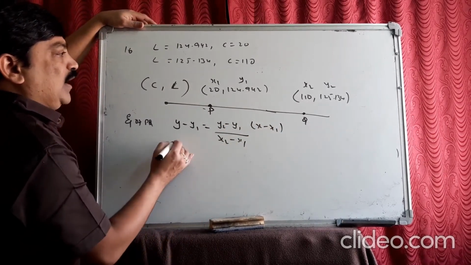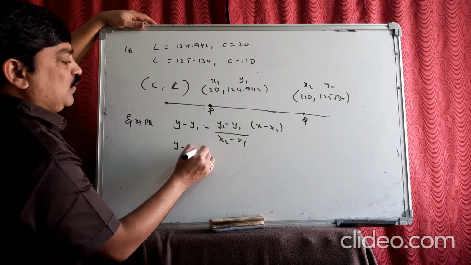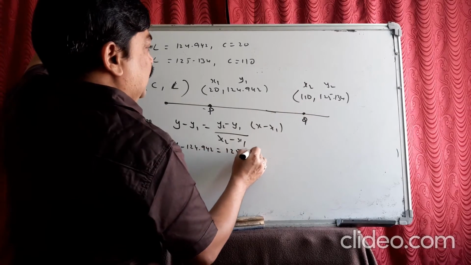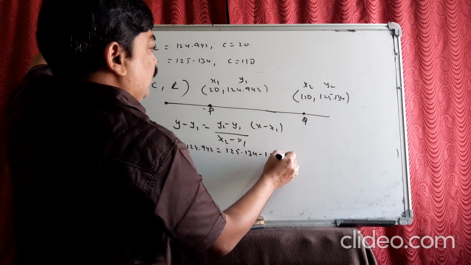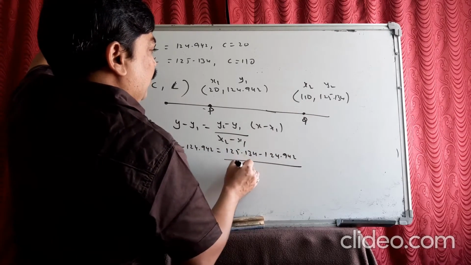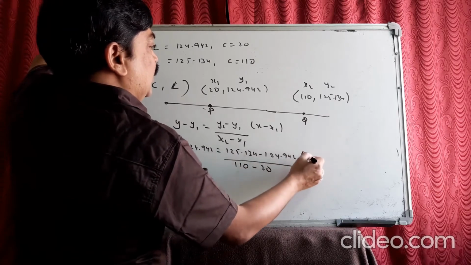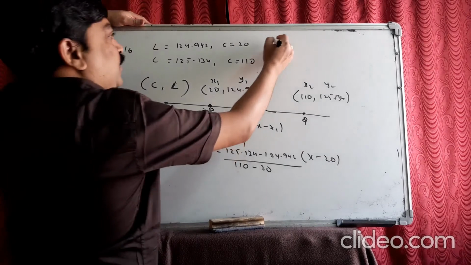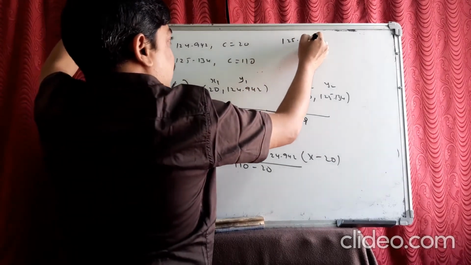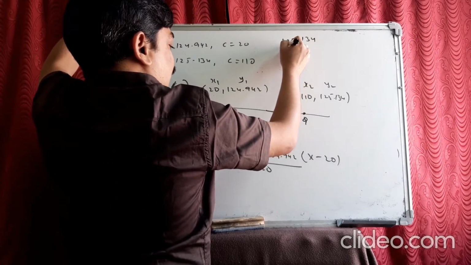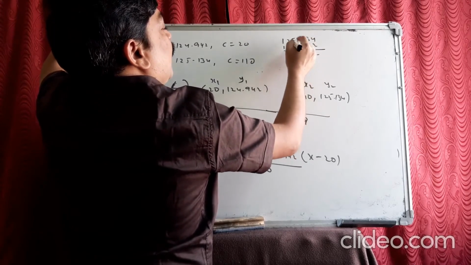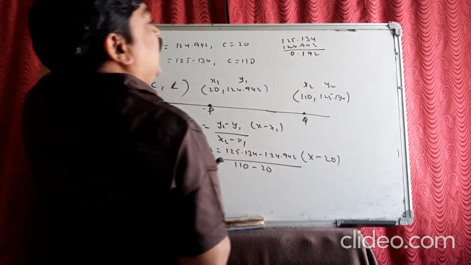Okay. Now Y minus Y1 is Y minus 124.942. 125.134 minus 124.942 by 110 minus 20 into X minus X1, X minus 20. Now let us subtract this. 125.134 minus 124.942, 0.192.